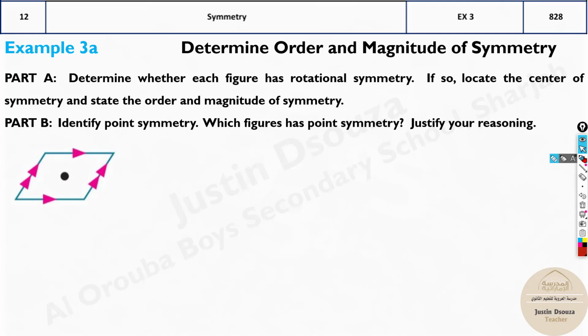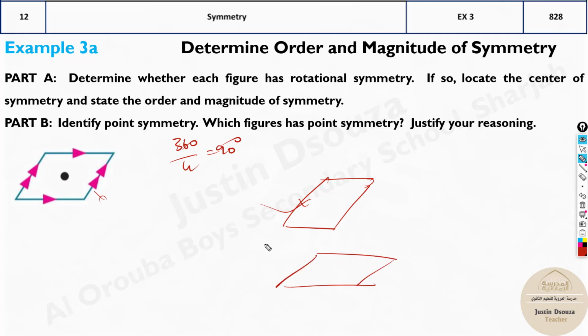Now, what about this shape here? Both are parallel. It's a parallelogram, parallel sides. Now, let's rotate it by, say, 360 by 4 sides, 90 degrees. Let's try rotating at 90 degrees. If I rotate it, this is small side, this is big, big, small. It's not the same. They are different. But let me rotate it again. Then this is going to be small, big, big, small. Now it will map onto itself.